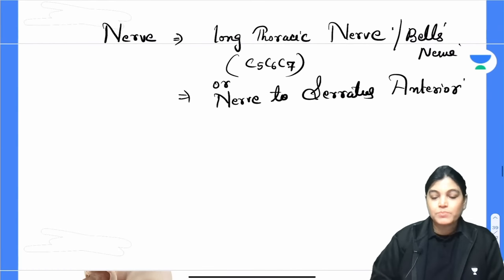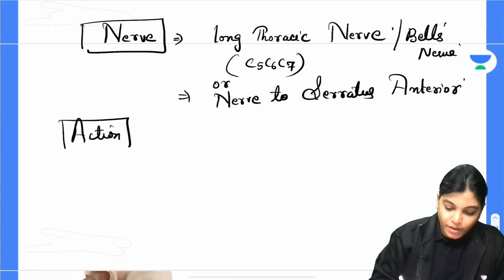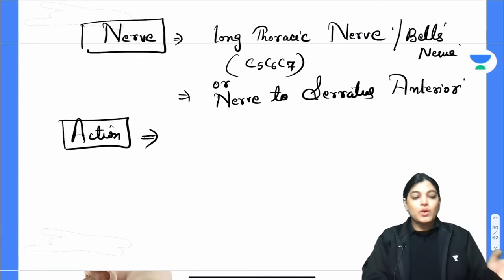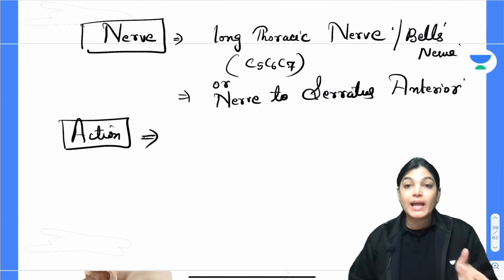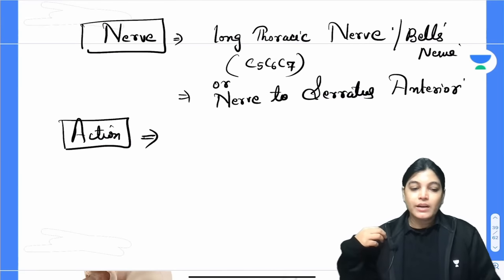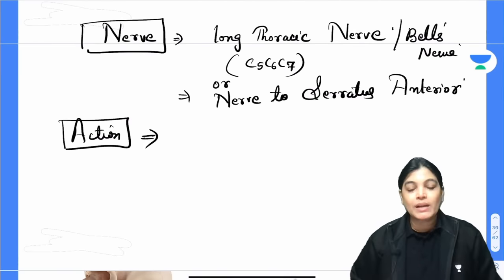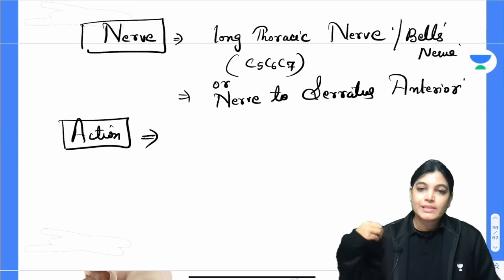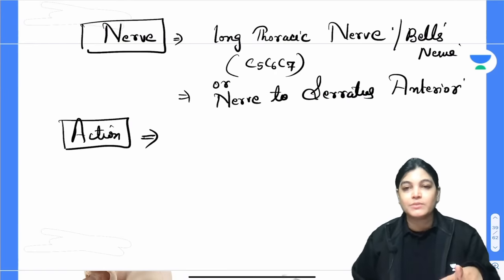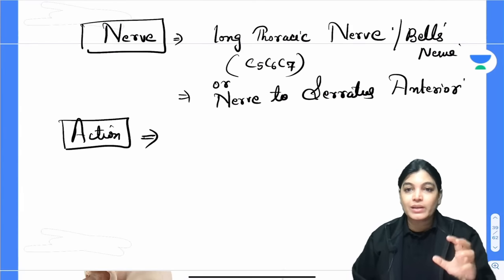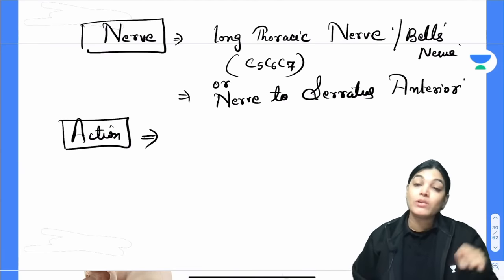The next important point is to know the action of the serratus anterior muscle. In the pectoralis minor part also, I told you that pectoralis minor along with serratus anterior is required for forward pushing of the scapula, pulling the scapula forward. This action done by serratus anterior is called protraction. Protraction is the action required by boxers while boxing, so this is also called the boxer's muscle.